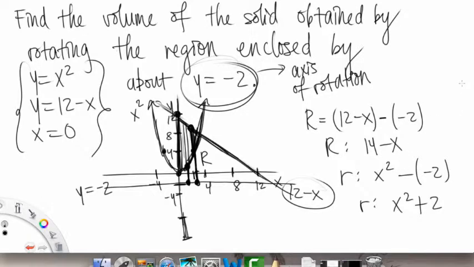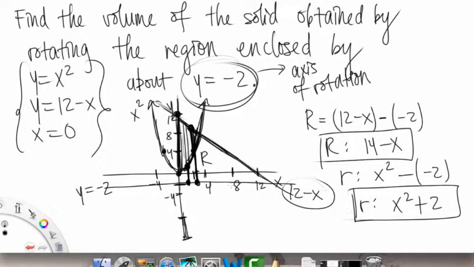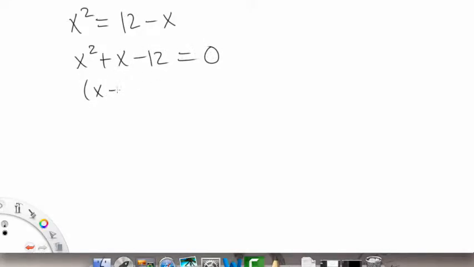Okay, now that we have formulas for our radii, we need to figure out what x interval we are integrating on. The way we can figure that out is finding where our graphs intersect, that would be x squared and 12 minus x. So let's figure that out on the next slide. We want x squared to equal 12 minus x, and that happens when x squared plus x minus 12 is equal to 0. So x plus 4 times x minus 3 equals 0. This occurs when x is equal to -4 or 3.